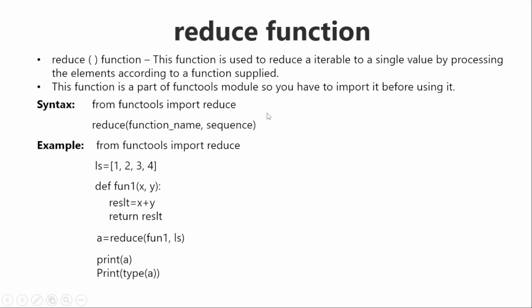Hello, today let us start with our third higher order function, which is known as the reduce function. The reduce function is used to reduce an iterable to a single value by processing the elements according to a function supplied. So the iterable that we have passed will be reduced to a single value by performing a set of functions on its elements. Finally, you will get an output as a single value.